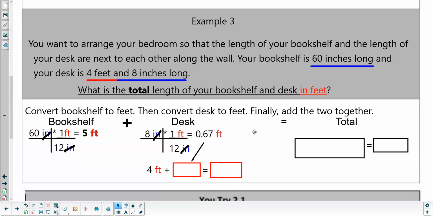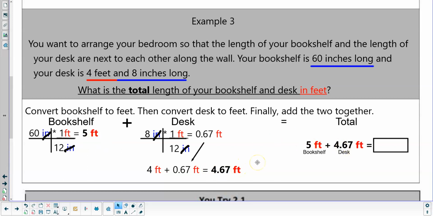So like I said, it's less than a foot. And because that's just the 8 inches, now we're going to add that to the 4 feet to get the whole distance for the desk. So that gives us 4.67 feet for the desk. And then remember the final answer is so that we can find the total length. So I want to add both the bookshelf distance and the desk distance. And then that should give us our final answer, which is 9.67 feet when I add the 4.67 and the 5 feet.